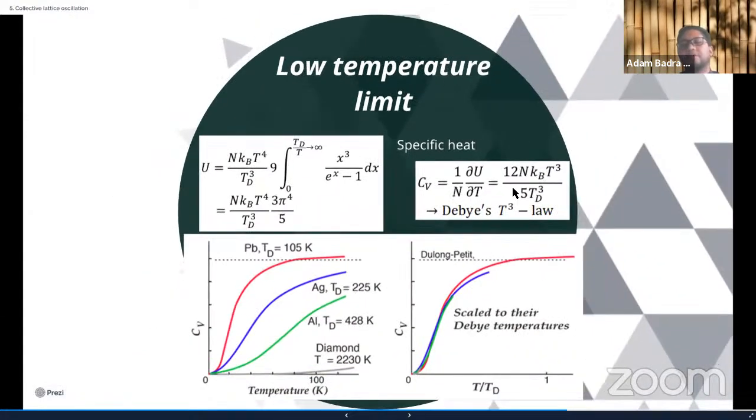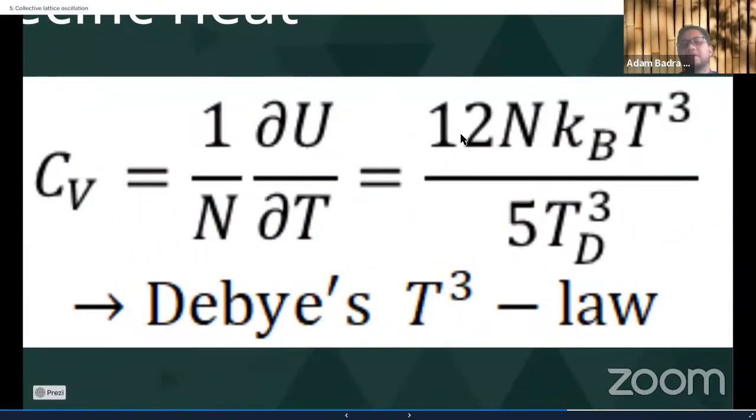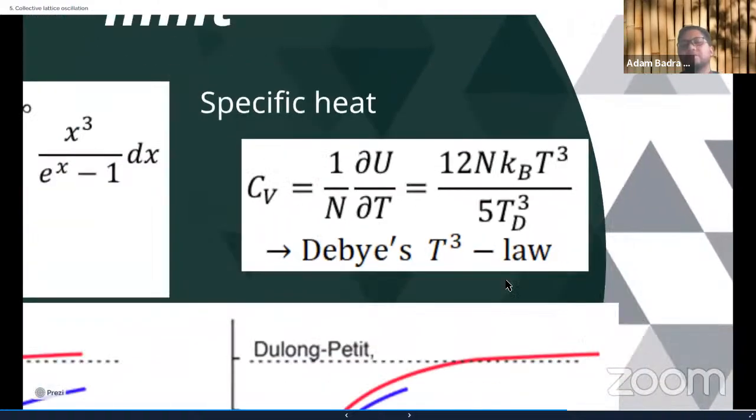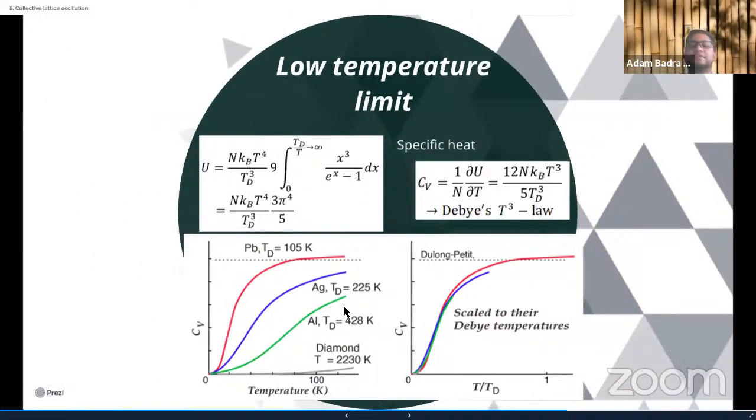From that, we know that the specific heat Cv is proportional to 12π⁴/5 N k_B (T/θ_D)³. This is often called the Debye T-cubed law, or simply the T cubic law. And this is what should be observed in solids. Here I took the figure from HyperPhysics.